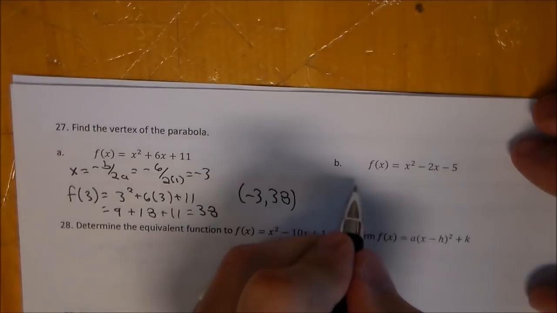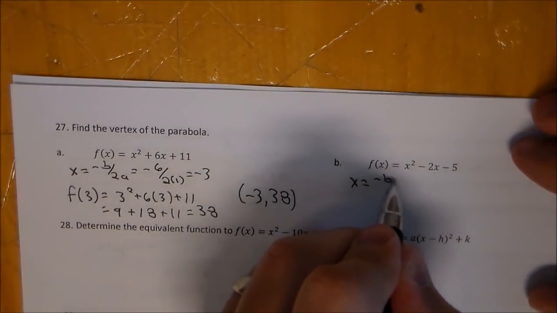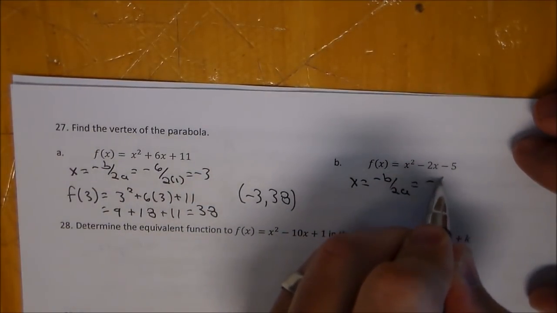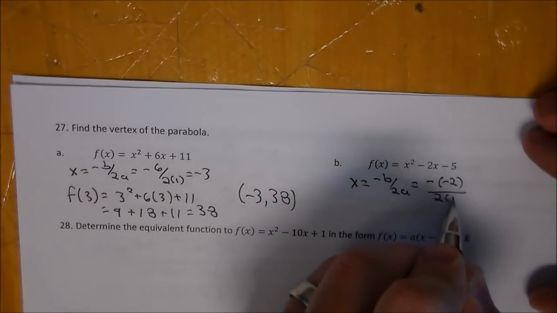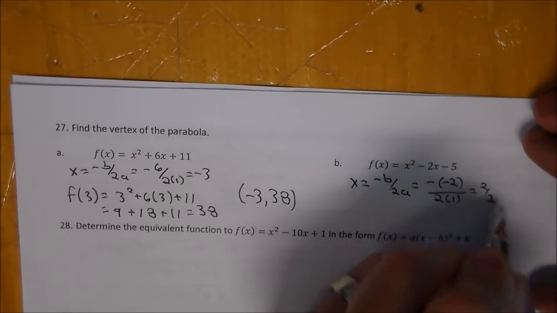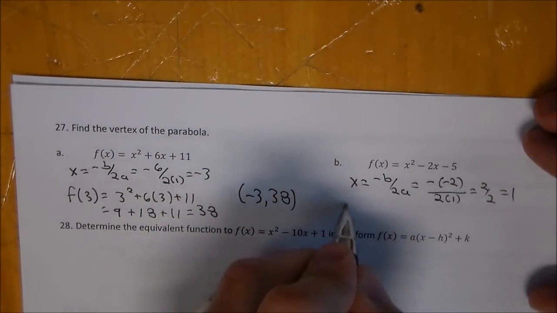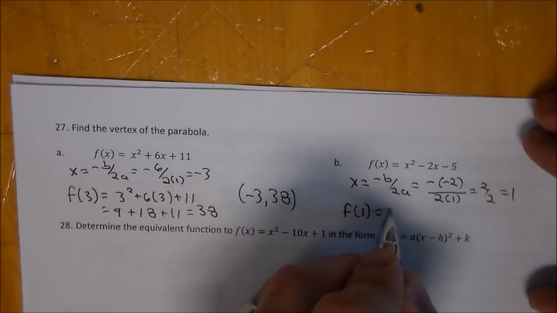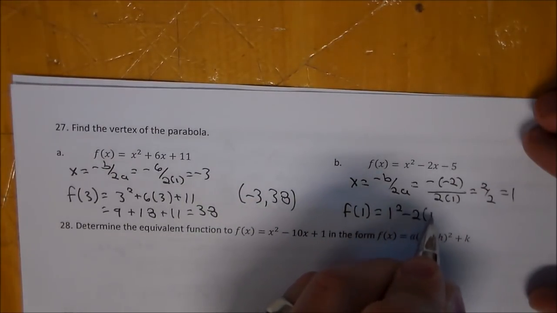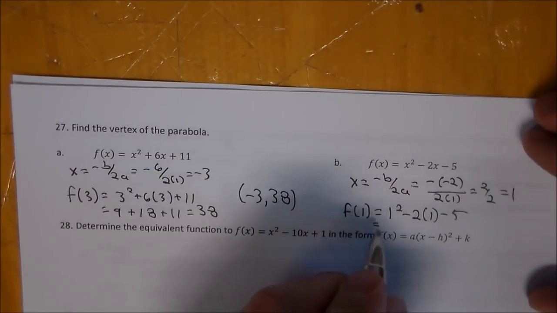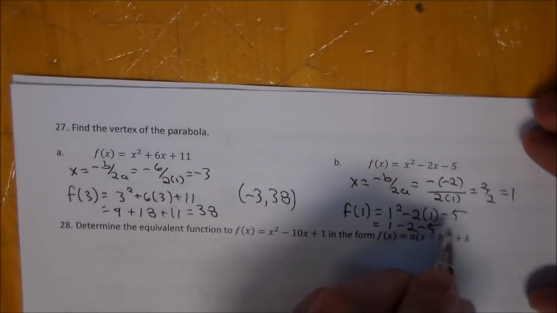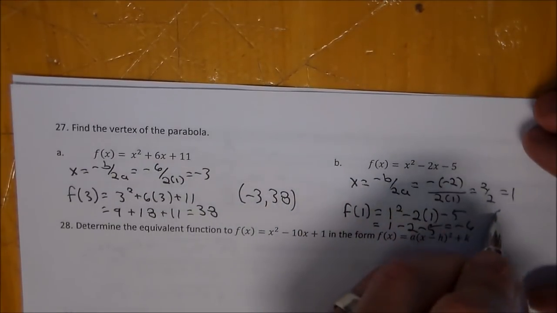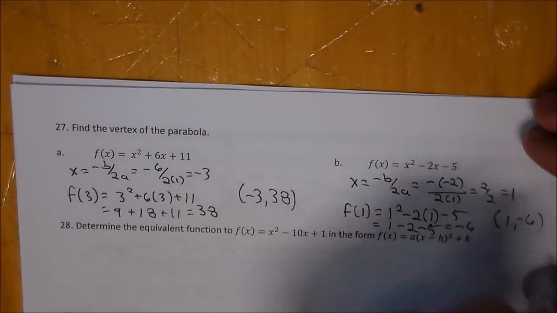For our next problem, we're going to go x equals negative b over 2a, so that would be negative negative 2 over 2 times 1, or 2 over 2, which is 1. F of 1 is going to be 1 squared minus 2 times 1 minus 5, or 1 minus 2 minus 5, which is negative 6. And so our vertex is 1, negative 6.